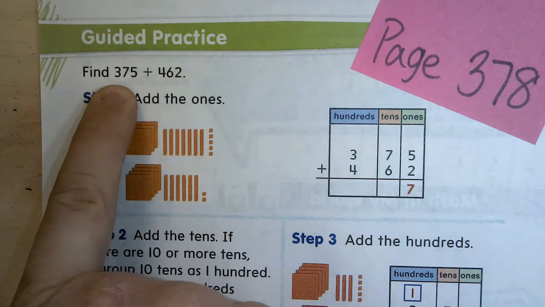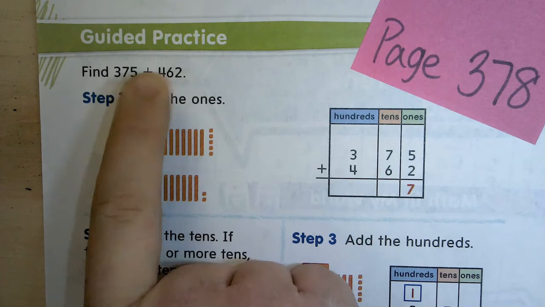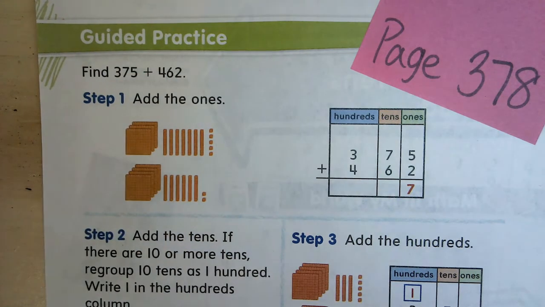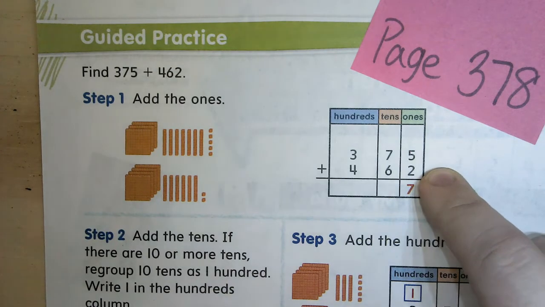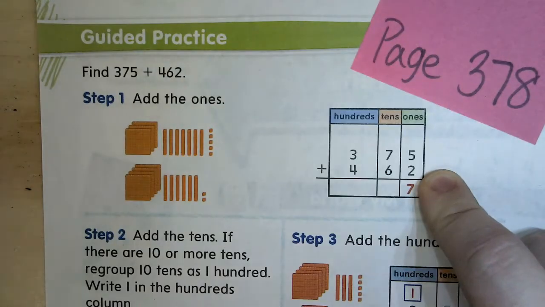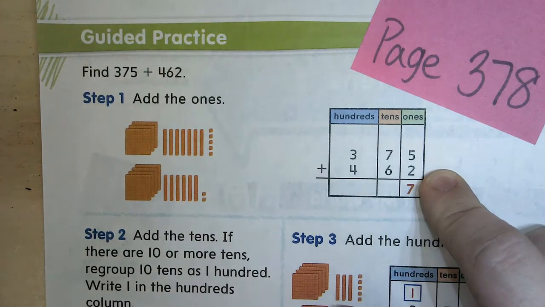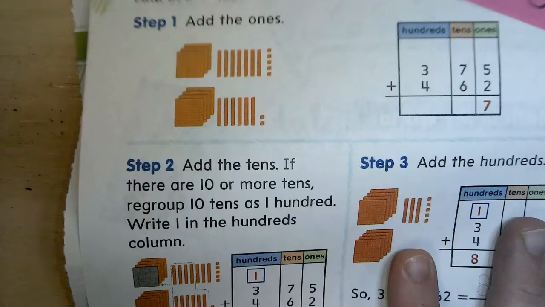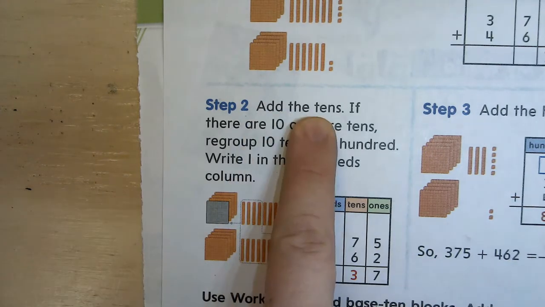It says we have 375 plus 462. Well, the first thing I need to do is add my ones place. So my ones place, I've got 5 plus 2 was 7. No regrouping there. That didn't go over 10. Next, step 2. There we go. Step 2 says to add the tens.